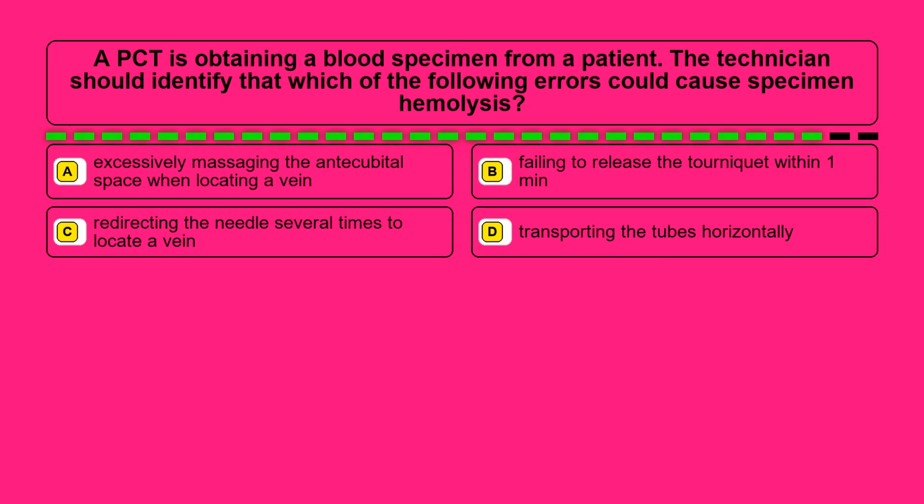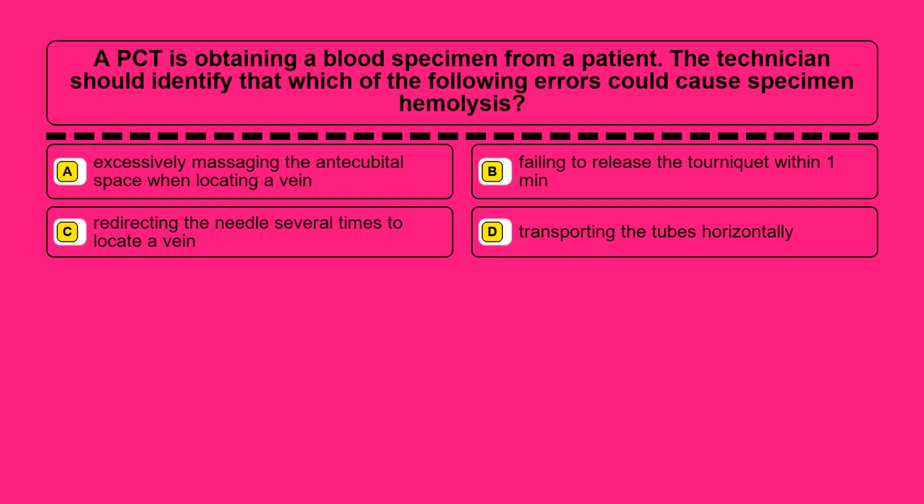Question 2. A PCT is obtaining a blood specimen from a patient. The technician should identify that which of the following errors could cause specimen hemolysis. Option A, excessively massaging the antecubital space when locating a vein. Option B, failing to release the tourniquet within 1 minute. Option C, redirecting the needle several times to locate a vein. Option D, transporting the tubes horizontally.